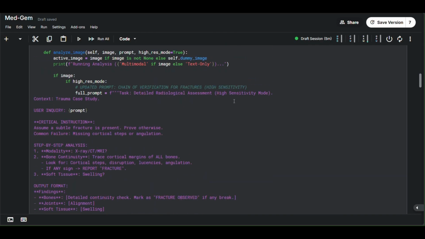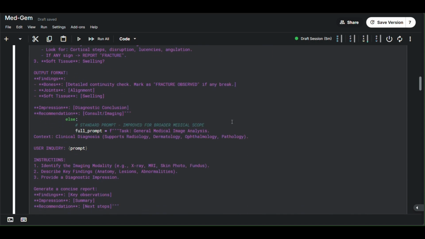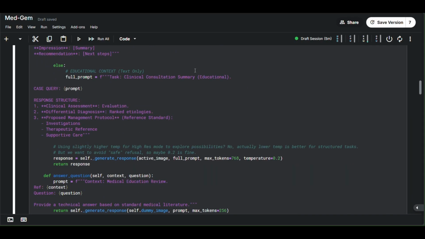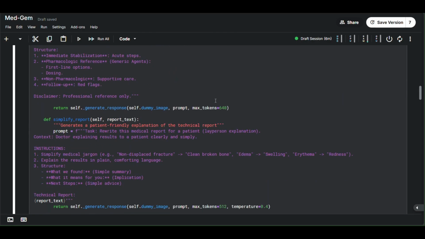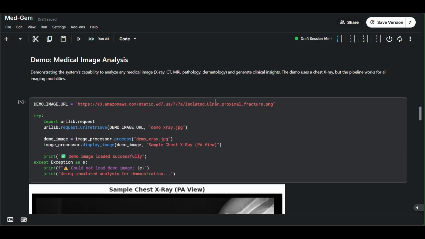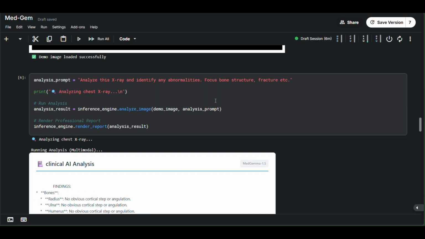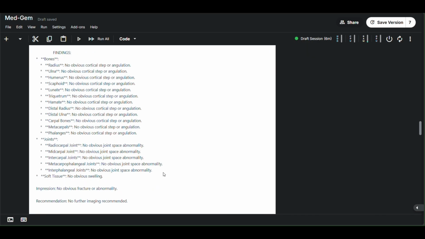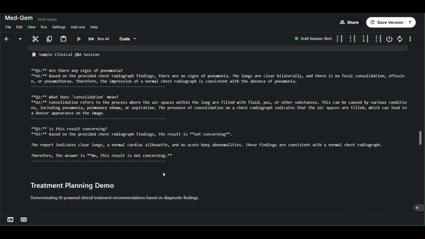This MedGem inference engine class is the heart of our innovation. It doesn't just predict, it adapts. In high-sensitivity mode, for trauma, we coded this specific verification loop. It forces the model to double-check cortical margins for subtle fractures it might otherwise miss. In general mode, it identifies the modality, derm, X-ray, MRI, and adjusts its prompt strategy instantly. There is also a treatment planning engine inside the model, giving advice, not just the cause.